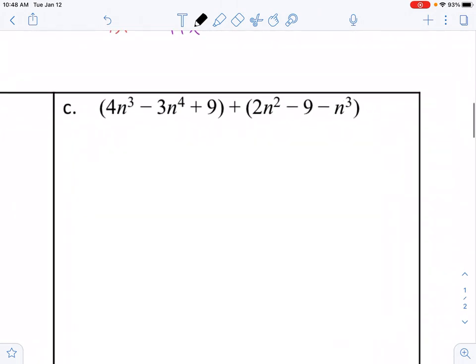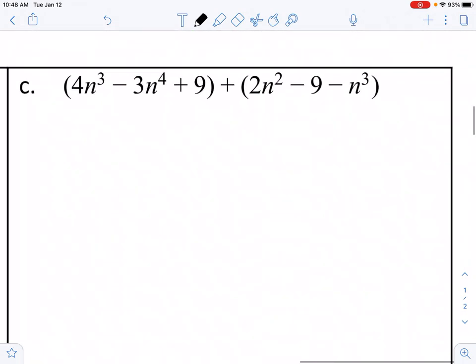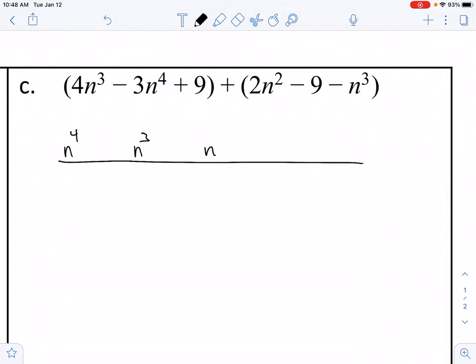Let's keep practicing these. Now if you notice, there's some crazy order here. So I'm going to look across and say, what's my biggest exponent that I have? I have a 4, n to the 4th. I'll show you a way to organize this. We're going to have an n to the 4th column. And then we're going to go all the way down: n to the 3rd, n to the 2nd, n, and our numbers, our constant terms.